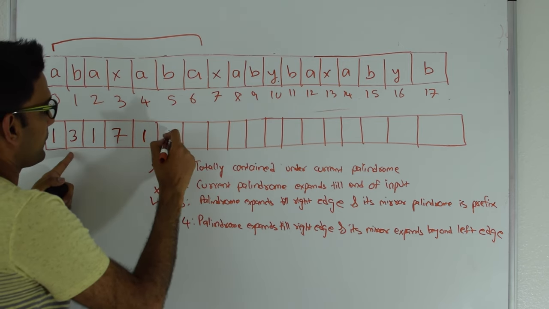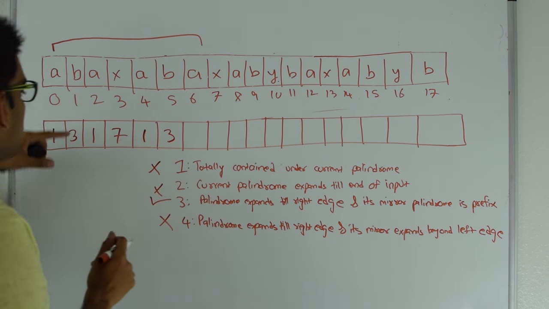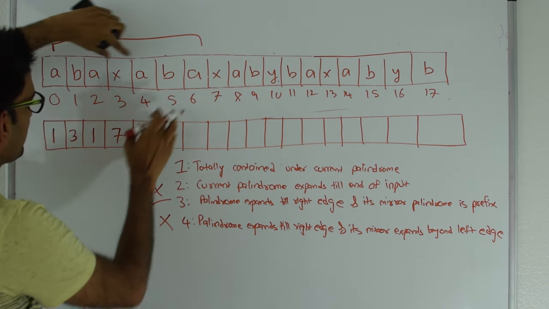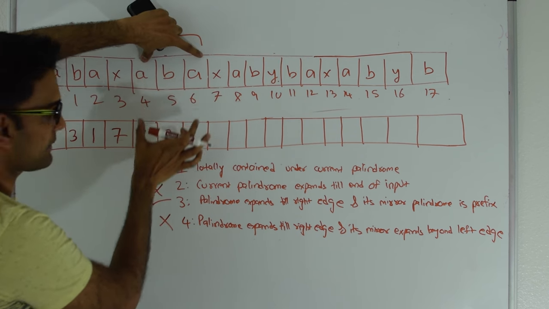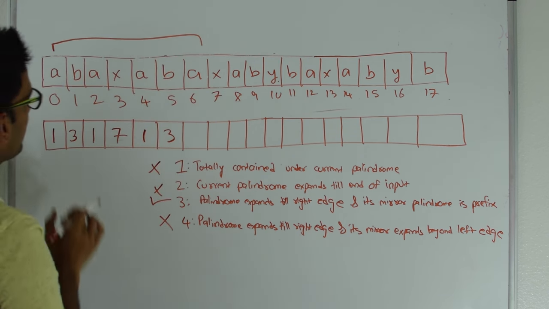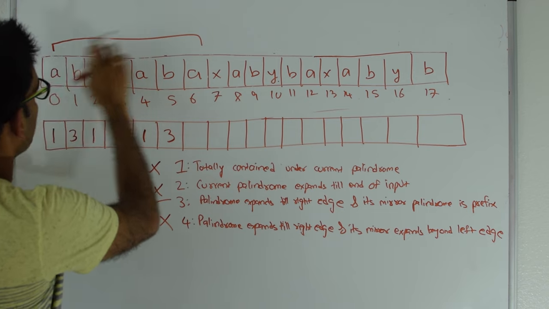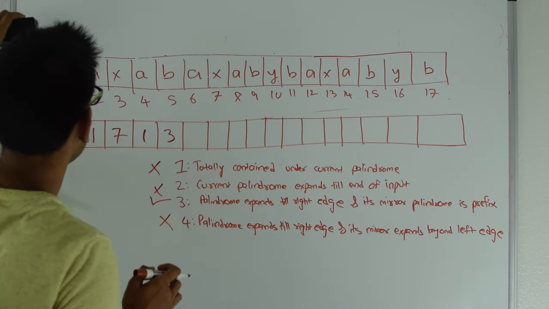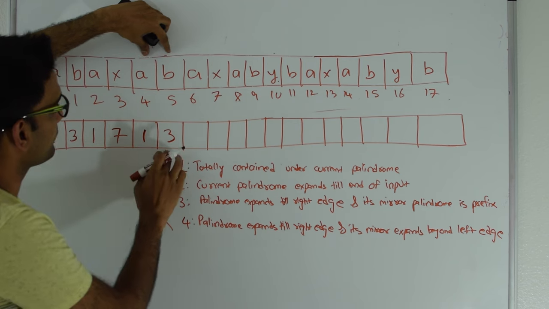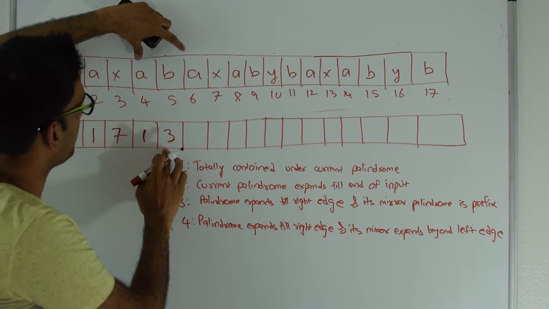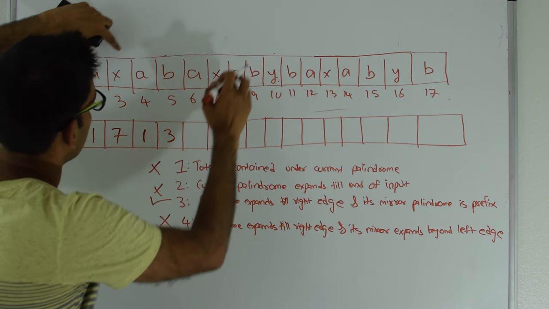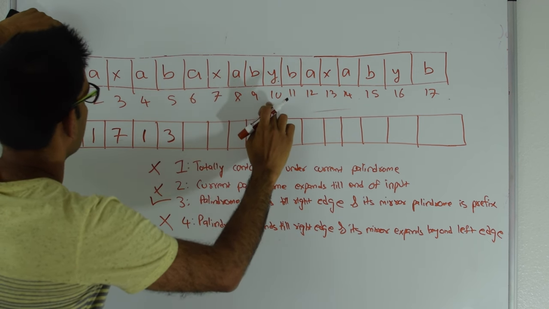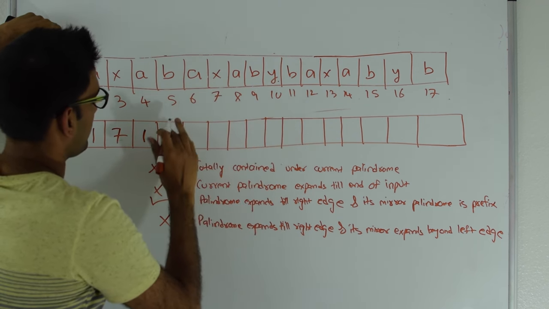Then we go to here and we copy this guy here. This is now case 3. The palindrome with center B expands all the way till the right edge and its mirror expands all the way till the left edge. It's a proper prefix of the current palindrome. So B is our new center. So we expand around B. Again, we know that B at least has a palindrome of length 3. So we start comparing this X with this X. It's same, and then they are different. So the palindrome here is of length 9.